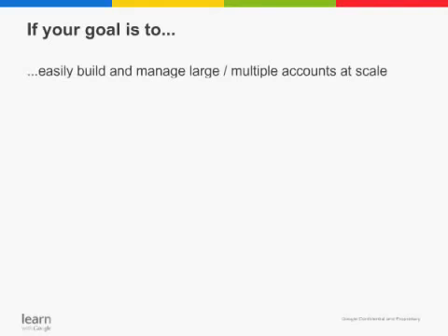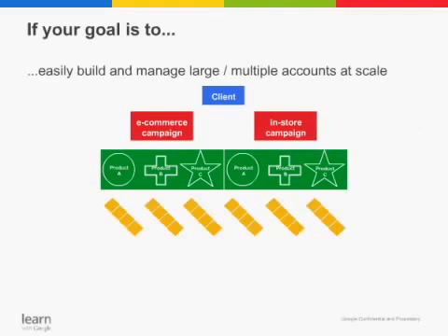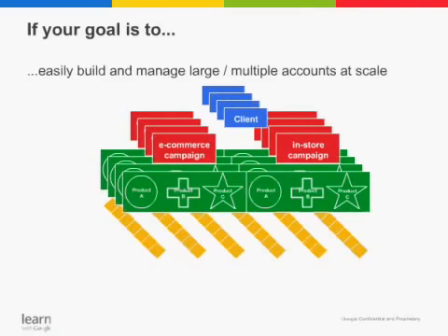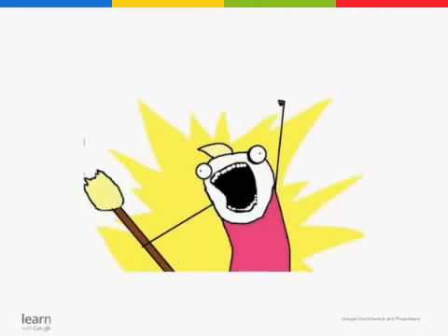Here's a quick visual for what you all experience on a daily basis. You've got a client with 2 campaigns, e-commerce and in-store. Each campaign has 3 ad groups, each focused on a unique product line. You're experimenting with 4 creatives and keywords, and doing this for 5 different geographic locations. So right now, you probably feel kind of like this, and we want you to feel like this. That's where AdWords Editor can help.